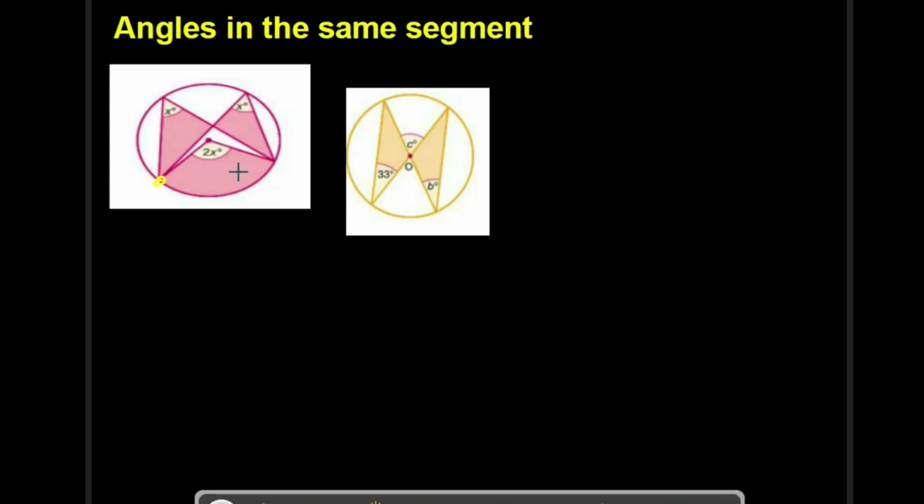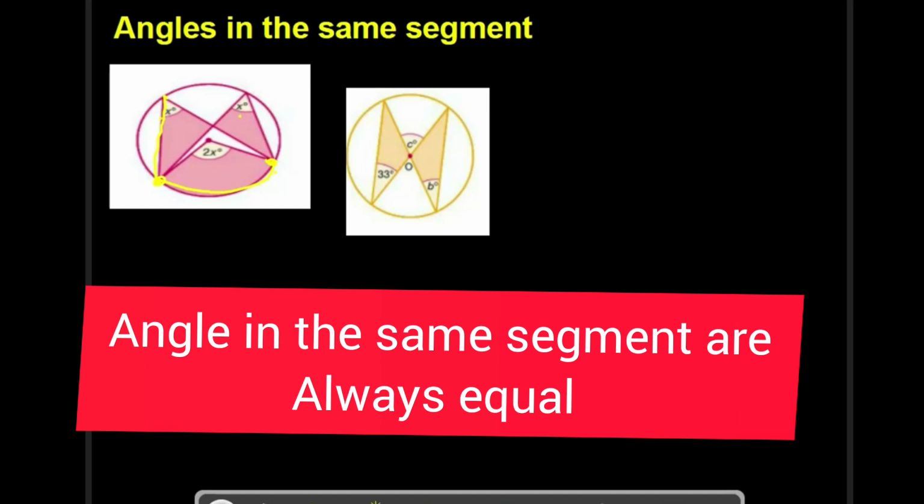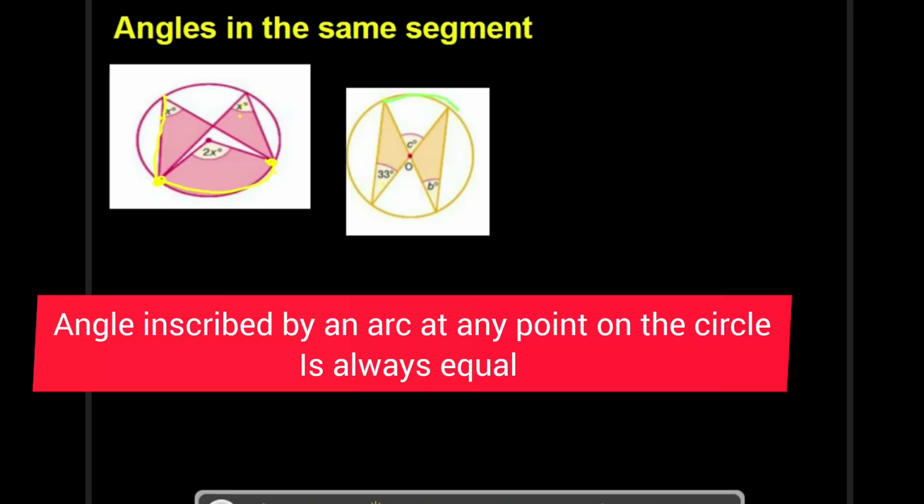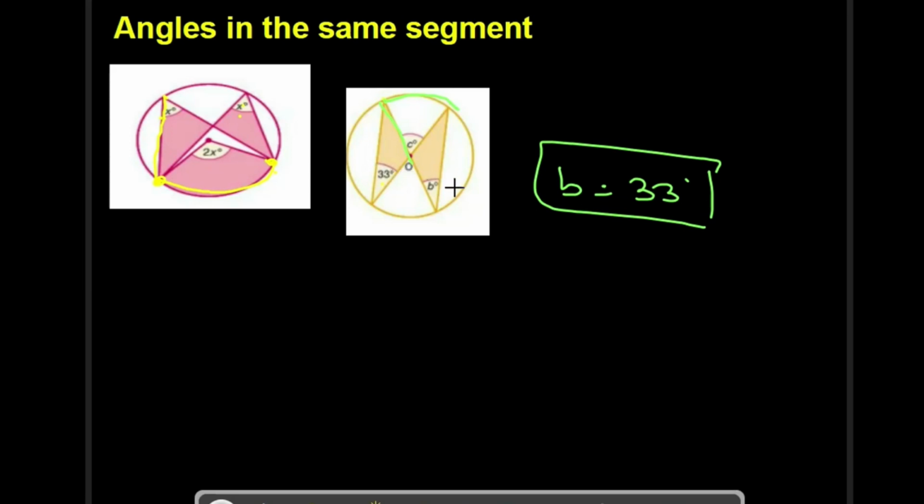So like this way we can find out the value of y. Angles in the same segment. So angles in the same segment are always equal. So if you see, this is one arc which is making angle x, and again this is also making angle x. So those are equal. Similarly here, if this is 33, this is making 33 with the help of this arc, right? So this b is also going to be 33. So like this way we can use this property to identify the value of angles in the same arc.